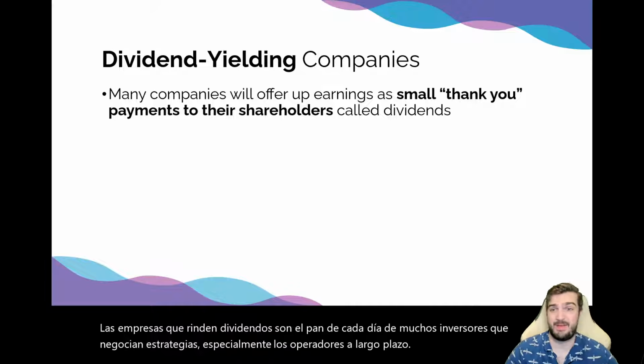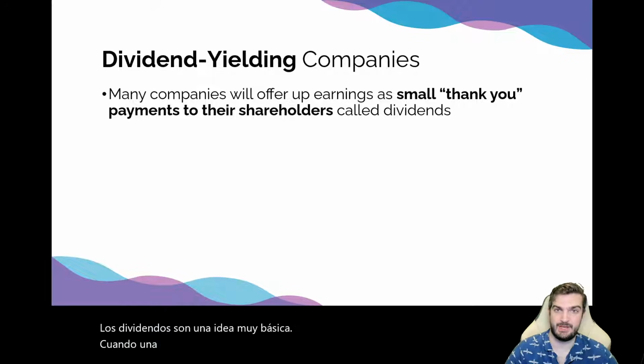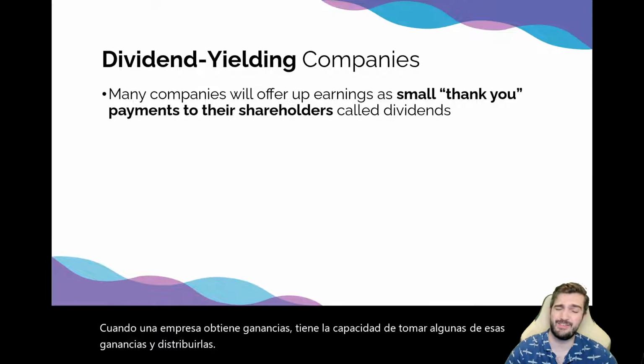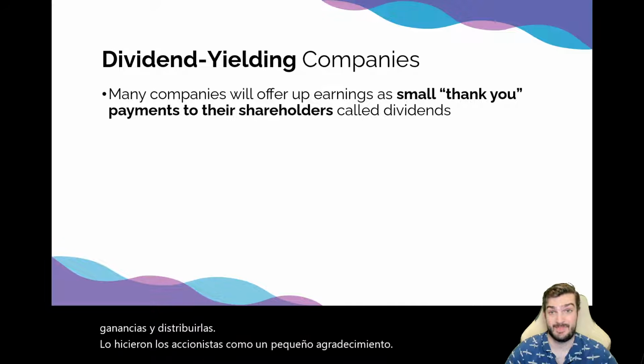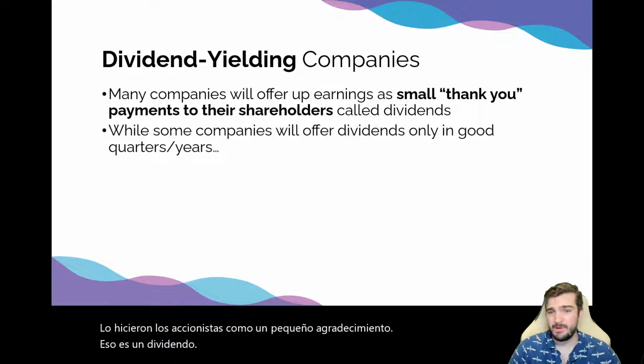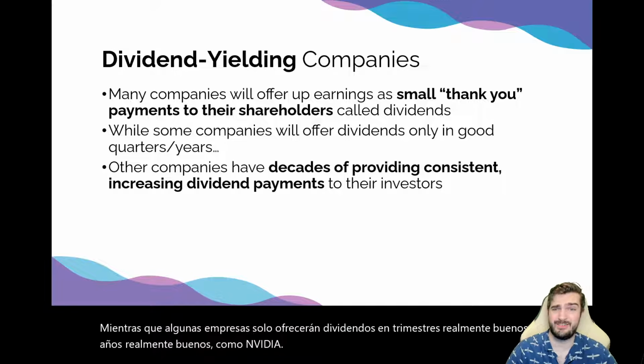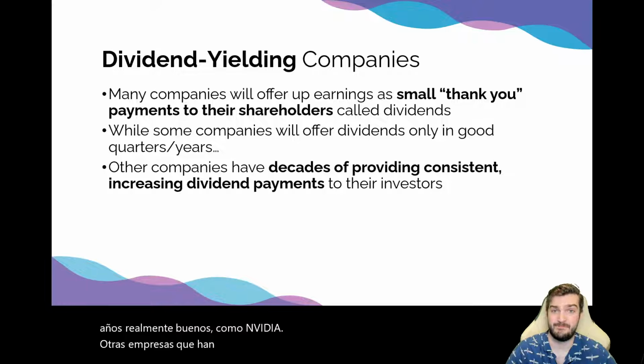Dividends are a very basic idea. When a company makes profits, they have the ability to take some of those profits and distribute them to shareholders as a small thank you. That is a dividend. While some companies will only offer dividends in really good quarters or really good years, like Nvidia, other companies have been doing this for a long time. Some of them longer than I've been alive.